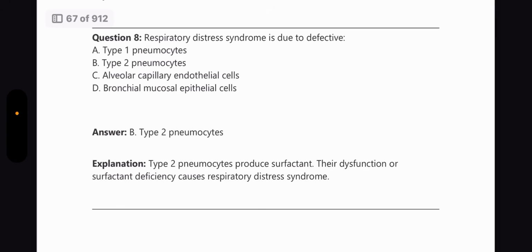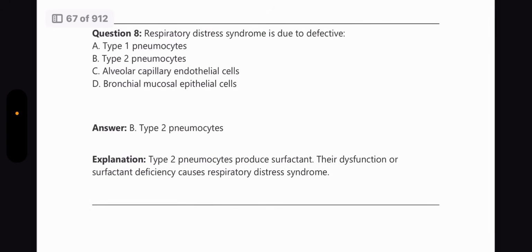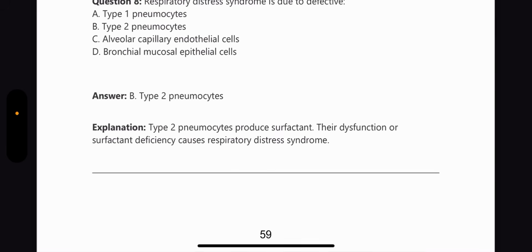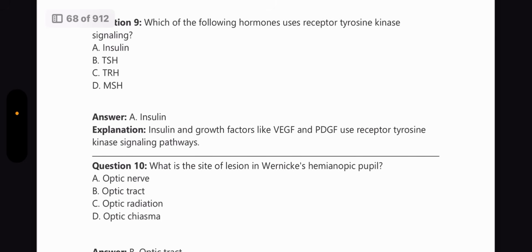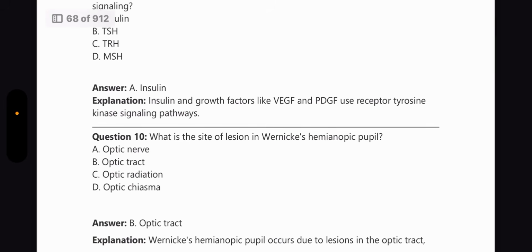Next question, respiratory distress syndrome is due to defective type 2 pneumocytes, because they produce the surfactant, and their dysfunction or surfactant deficiency causes respiratory distress syndrome. Which of the following hormones uses receptor tyrosine kinase signaling? Answer is insulin. Insulin and growth factors like VEGF and PDGF use receptor tyrosine kinase signaling pathways. All these signaling pathways are again very important. Please learn about them. The cyclic AMP, cyclic GMP dependent pathways are also very important.